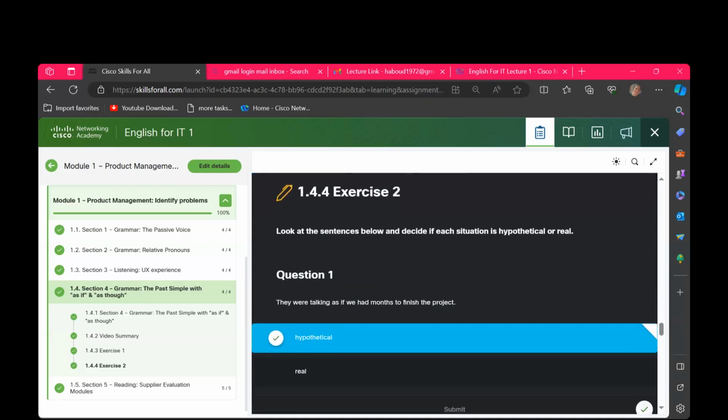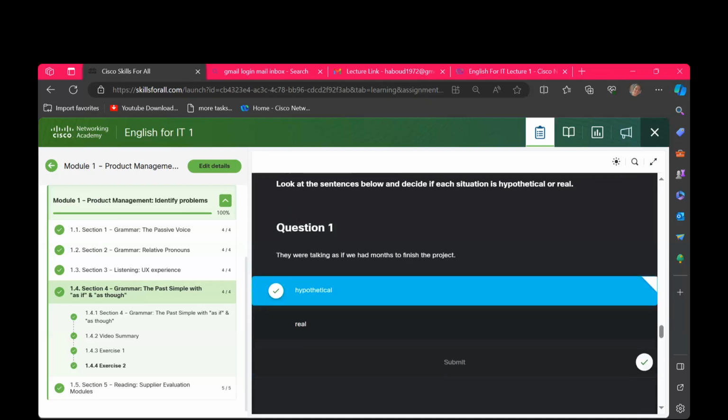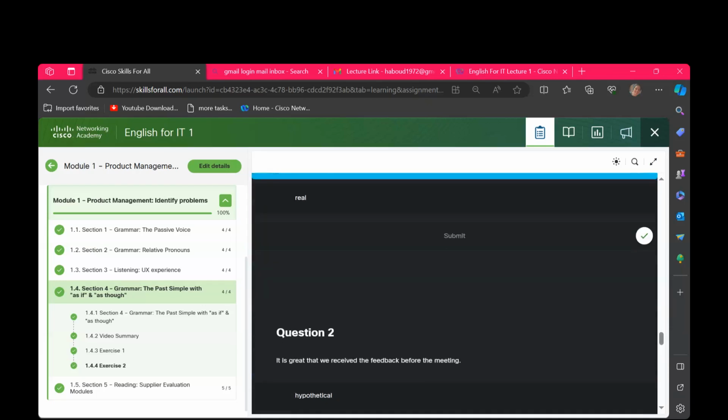Okay, exercise 2، نقوله كده بسرعة جدا في just 1 minute. هنعمل إيه؟ طبعا إحنا look at the sentences below and decide if each situation is hypothetical or real. هنحدد كل موقف ده عندي hypothetical يعني افتراضي، ولا real يعني واقعي أو حقيقي. طيب لما نقول they were talking as if we had months to finish the project، ده إيه؟ طبعا hypothetical. ليه؟ لأن أنا عندي هنا as if قدامنا، يبقى ده مش حاجة واقعية.